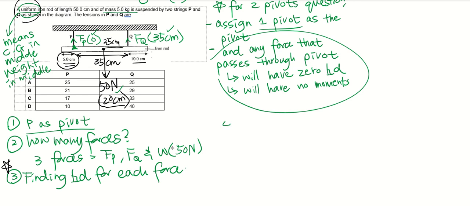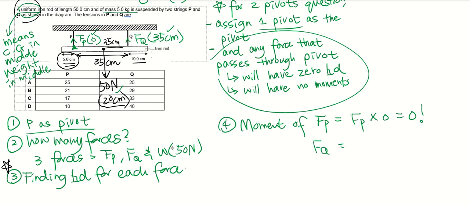Then now for step 4, finding moments. The moment of Fp will be Fp multiplied by 0. Anything multiplied by 0 is 0, right? How about the moment of Fq? It will be Fq multiplied by 35, so we get 35 Fq.